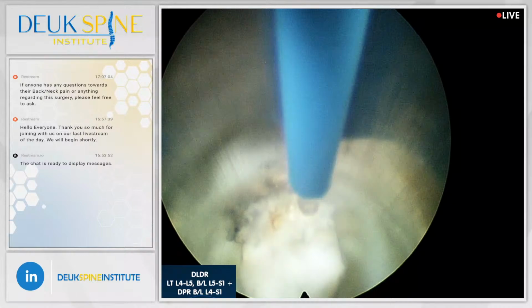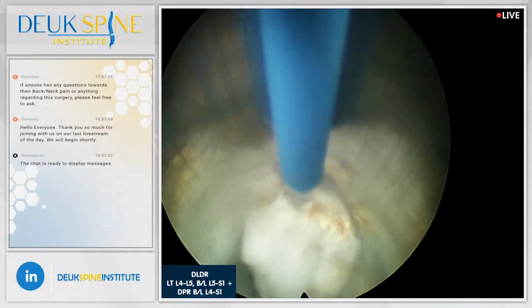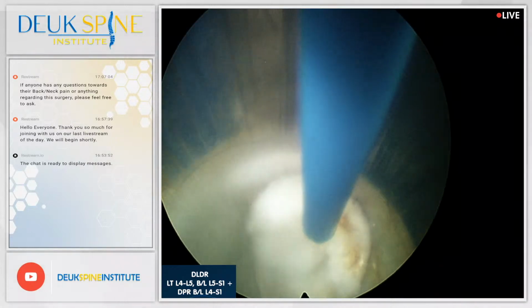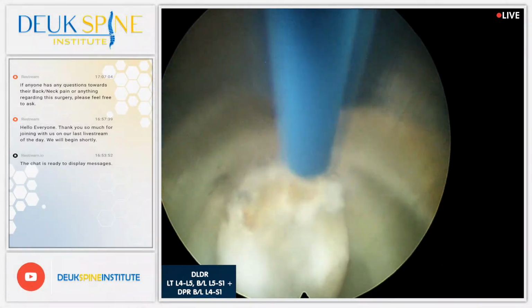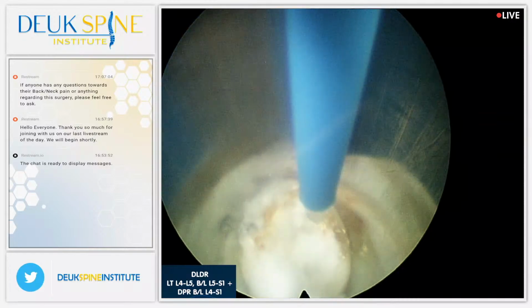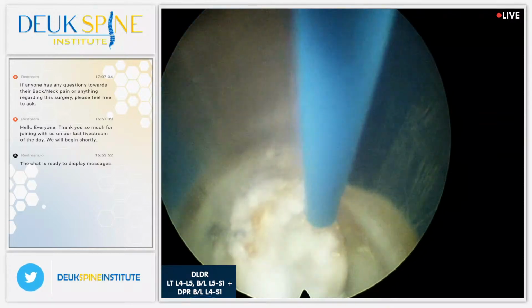For those of you who are familiar with the surgery, you understand the blue fiber is plastic around a glass fiber. The glass fiber itself is what carries the laser energy to the disc for the repair.